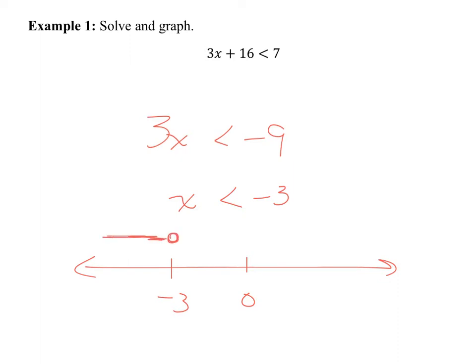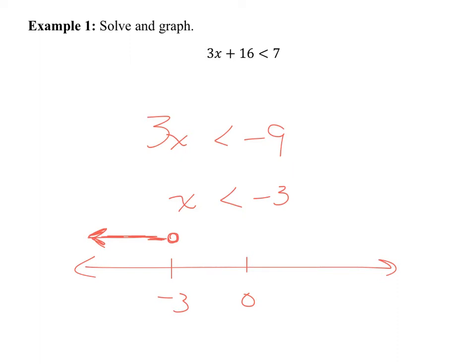Because it's equal, it would have to be less or equal to. Yes. When it's less than or equal to or greater than or equal to, it means that negative 3 could be the answer. But this says that x is less than negative 3. So negative 3 is not in the solution set.